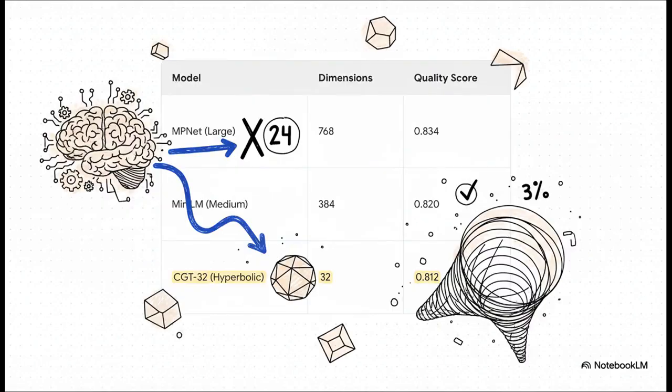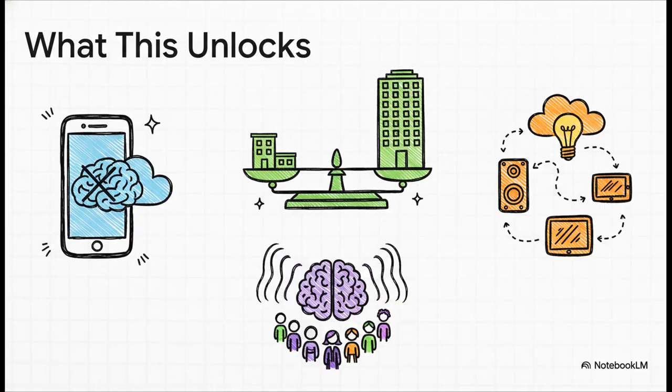It's amazing. Let's just look at a direct comparison here. The top model, MPNet, uses 768 dimensions, that's its size, to get a quality score of 0.834. Okay, now look at the new CGT model. It uses just 32 dimensions and gets a score of 0.812. Let that sink in. That is a 24 times reduction in size with less than a 3% drop in quality. It is almost unbelievable. So why does all this matter?